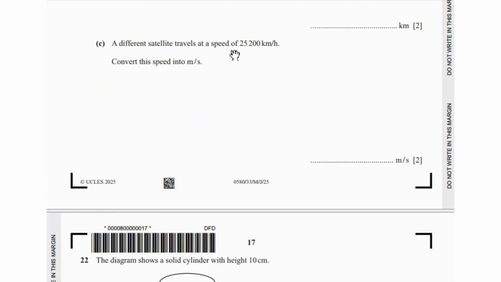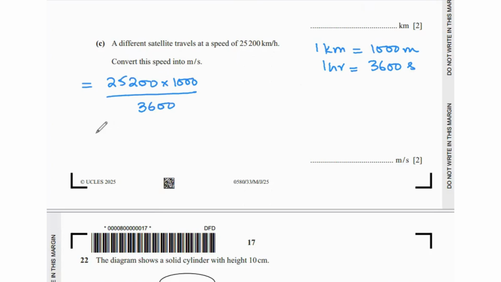The different satellite travels at a speed of 25,200 kilometers per hour. Convert the speed into meters per second. So we know that 1 kilometer is 1,000 meters and 1 hour is 3,600 seconds. So to convert the 25,200 kilometers per hour into meters per second, we will multiply the speed by 1,000 and divide it by 3,600. The reason why we multiply by 1,000 is because when you're converting from kilometers to meters, we times by 1,000. When we convert hours into seconds, we also multiply by 3,600.